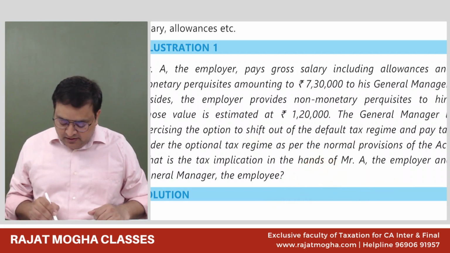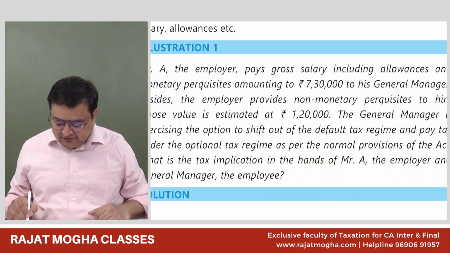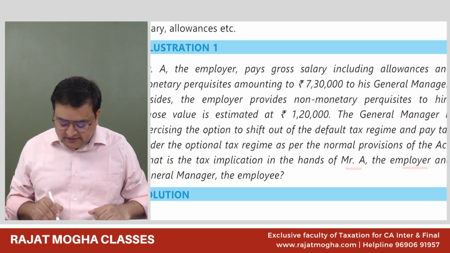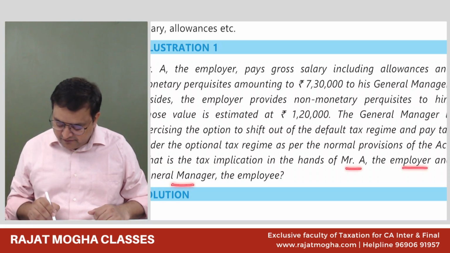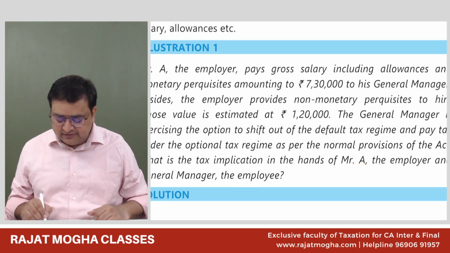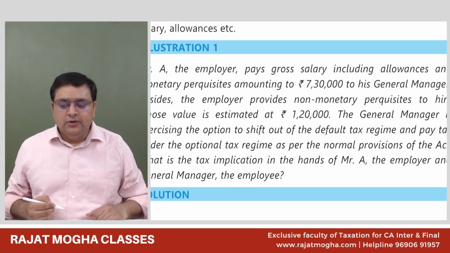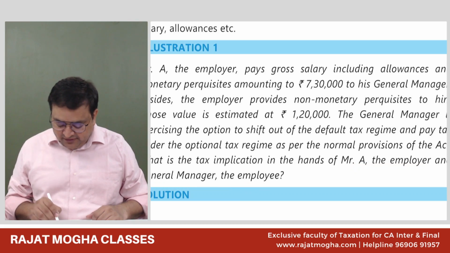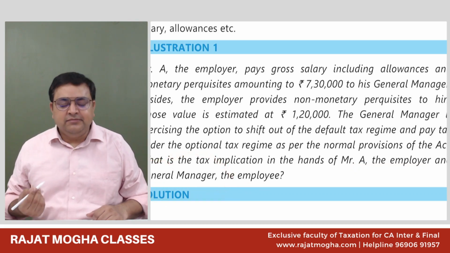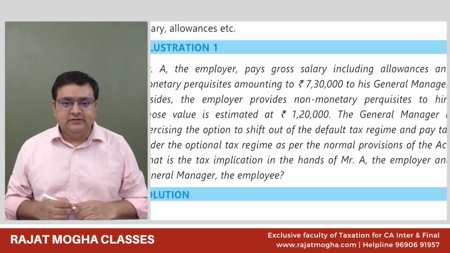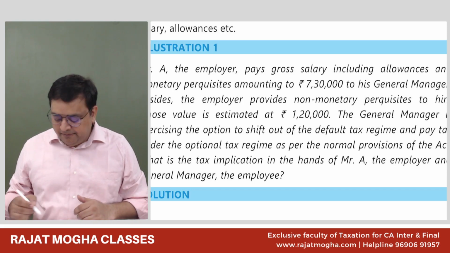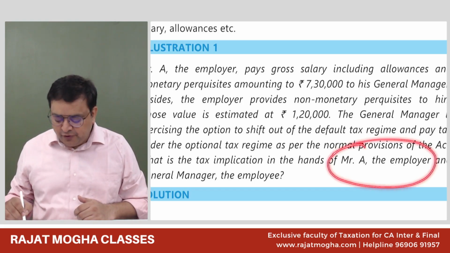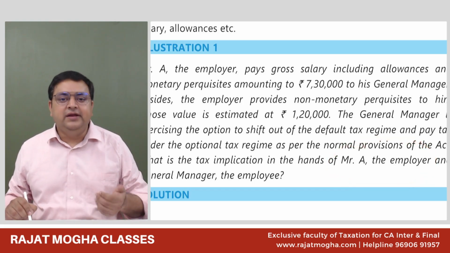Okay. What is the tax implication in the hands of Mr. A, the employer, and the general manager, the employee? So they are asking about the tax implications. So obviously, see, for the general manager, it is a salary income. So he has to pay taxes on his salary. But what is the tax implication on the hands of employer? Employer has to deduct TDS.